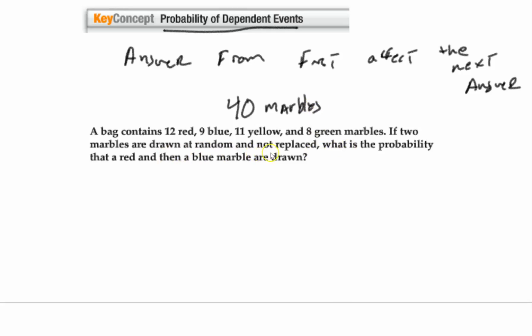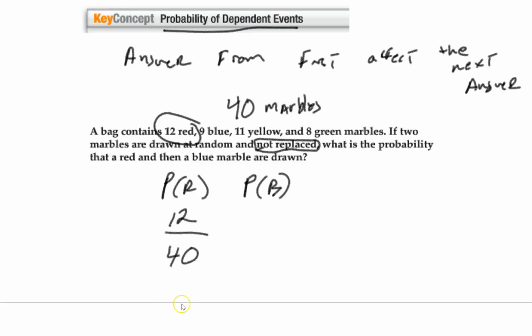If 2 marbles are drawn at random and not replaced, so key thing, not replaced, so we're not going to put them back. You pick a marble, you get the marble, you keep the marble. What's the probability that a red and then a blue marble is drawn? So let's do this. We want to do red first. Probability red, and then probability blue. Now when I first pick out, we have 40 marbles in there, and now I'm trying to get a red marble. Well, there's 12 red.